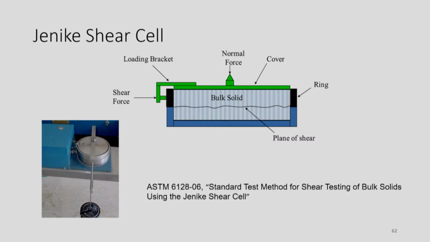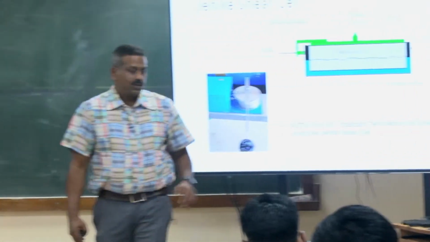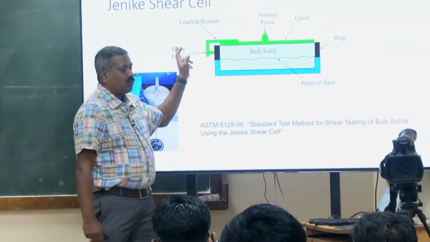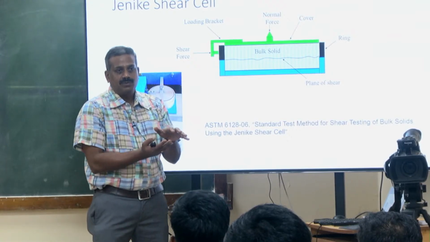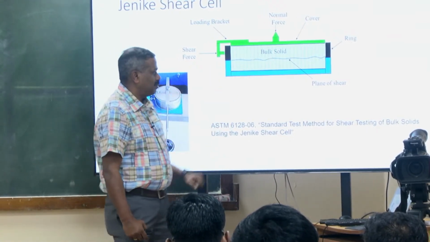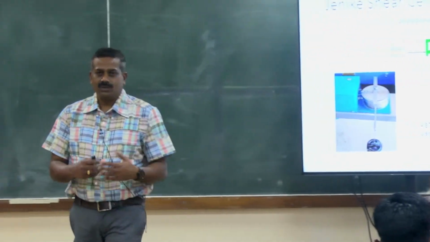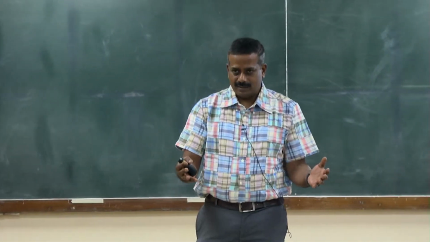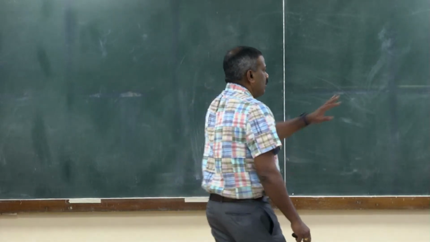So in the Jenike shear cell, this is a sample cell, so you fill the powder, and then you apply some normal force, that's the consolidation, sigma 1. Then you apply some shear force, that's the force needed to move one layer of powder over another layer of powder. You slowly apply the shear force, and at one force level, the powder starts moving. That's the point at which we calculate all the other characteristics. I'll show some more examples.